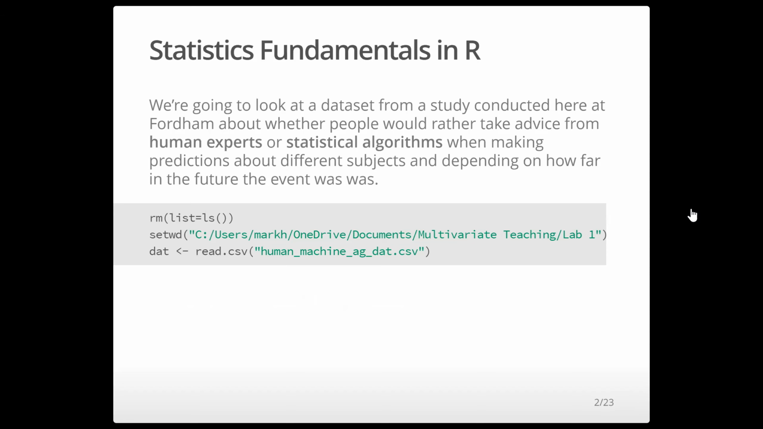So we're going to look at a data set that was collected during a study that was done here at Fordham. And the study was looking at whether people would rather take advice from human experts or statistical algorithms when making predictions about the future. And there were a couple different factors, including how long into the future the event was, as well as the subject that was being forecasted. So some questions were about economics and some were about politics.